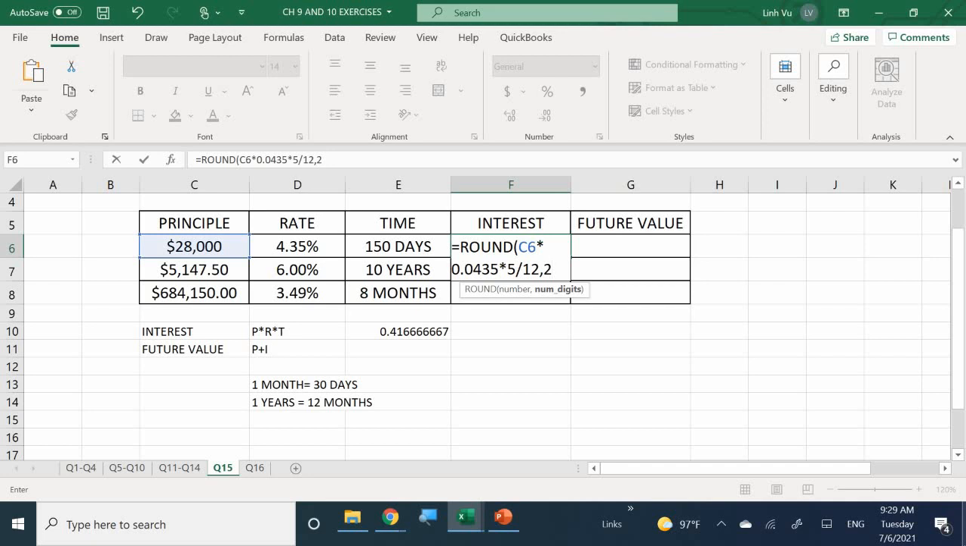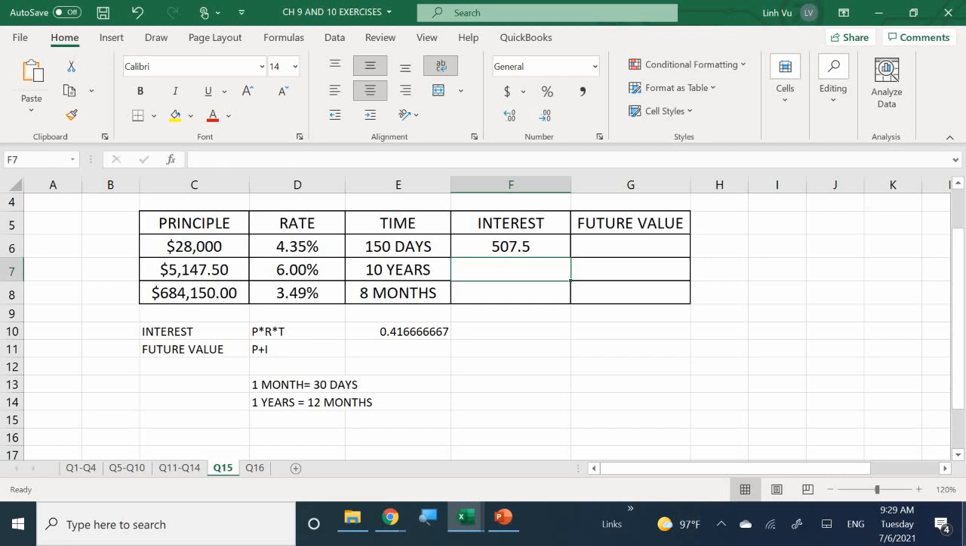I got $507.50. Once again, we're looking at how much interest we're going to be collecting based off only a certain section of a year, only 5 months' worth. So in this case, I'm earning only $507.50 on a $28,000 principal. Okay?